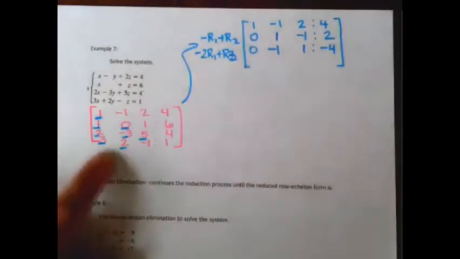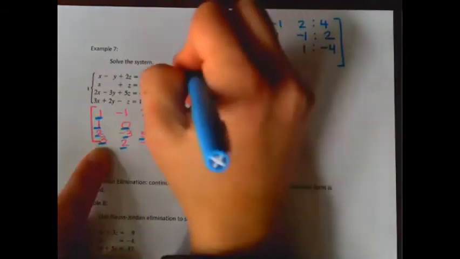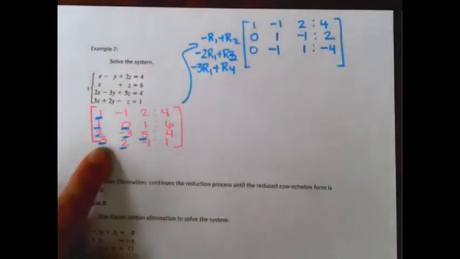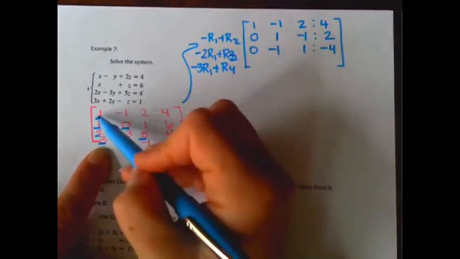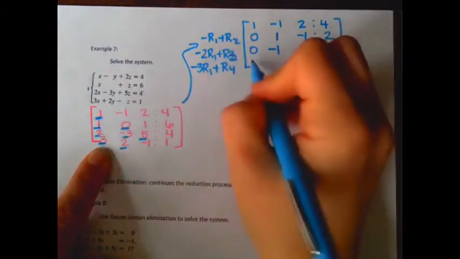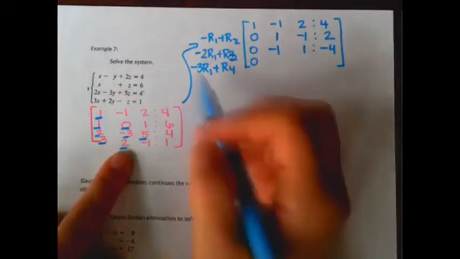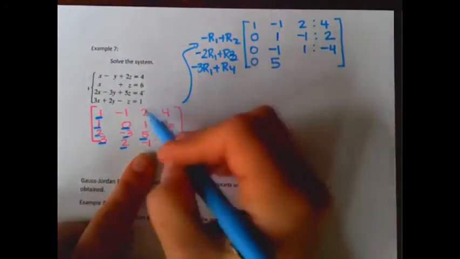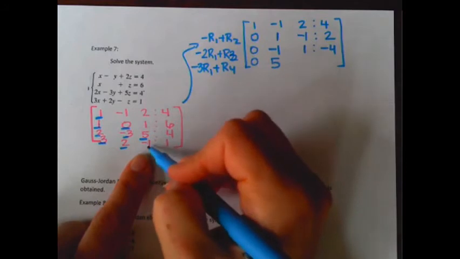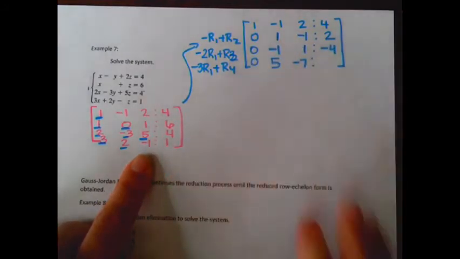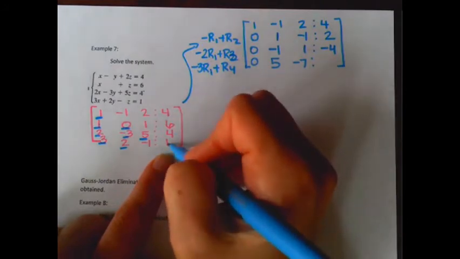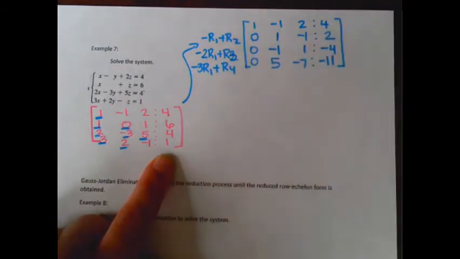And then the last one, I want to get that 3 to 0. So could I now multiply row 1 by -3 and add it to row 4? Yeah. So -3 times 1 is -3, plus 3 is 0. -3 times -1 is 3, plus 2 is 5. -3 times 2 is -6, plus 1 is -7. And then -3 times 4 is -12, plus 1 is -11. Okay.